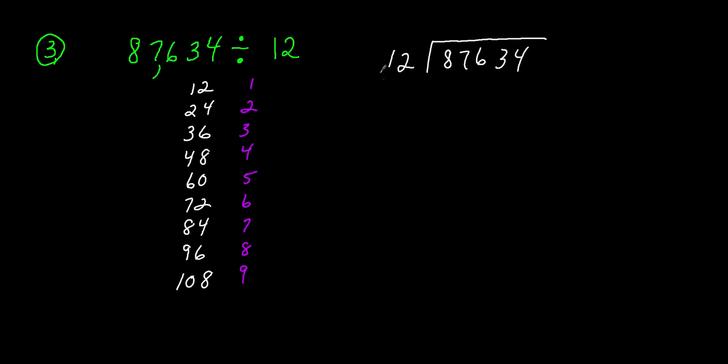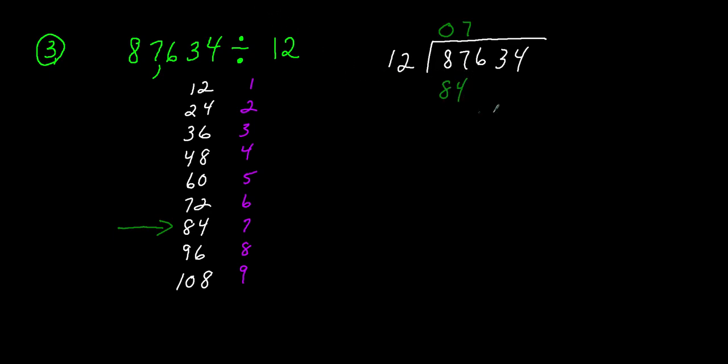Let's do this. Let's take the 12 right here. How many times does 12 go into 8? Well, 12 is bigger than 8, so I put a 0 here. And now I just combine the first 2 digits, the 8 and the 7. How many times does 12 go into 87? It's not on the list. The closest number to 87 without going over is 84. And that's the 7th number on the list, so I put the 7 right above this 7. 12 times 7 is 84, and I hope you're starting to get the hang of this.